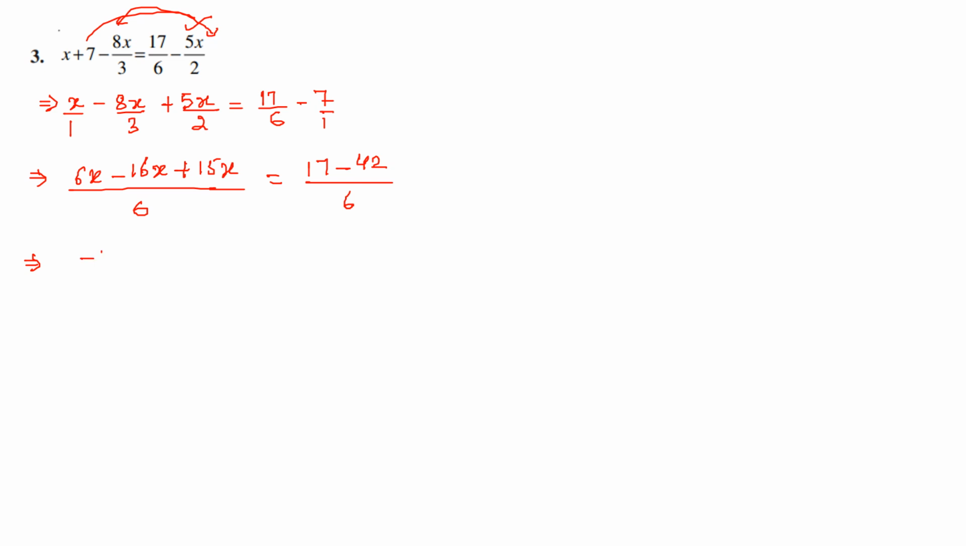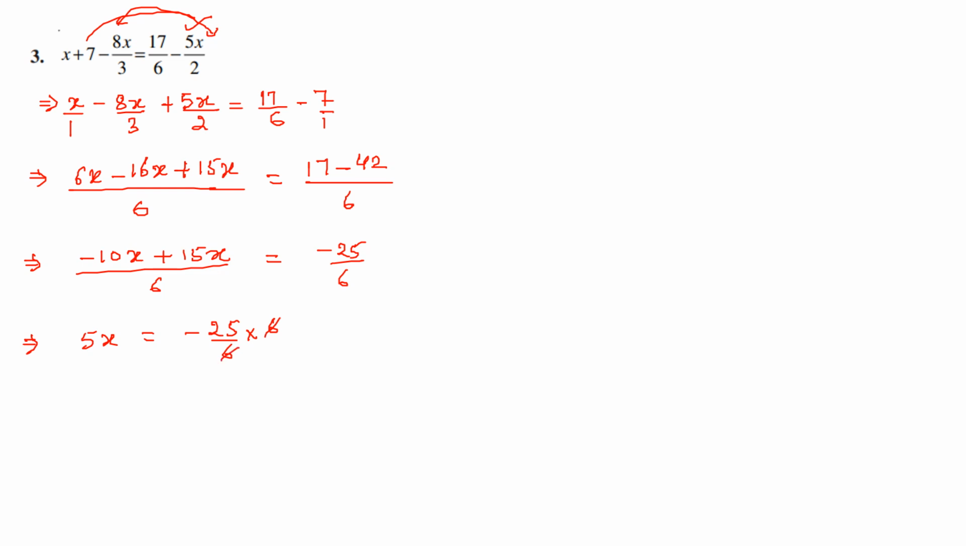So 6 minus 16 will give me minus 10x plus 15x divided by 6 equal to 17 minus 42 will give me minus 25 by 6. Again in LHS, minus 10x plus 15x will give me 5x, and I'm transposing this 6 from the LHS to RHS. So division will change to multiplication. So minus 25 by 6 into 6.